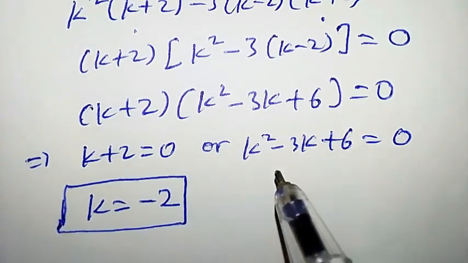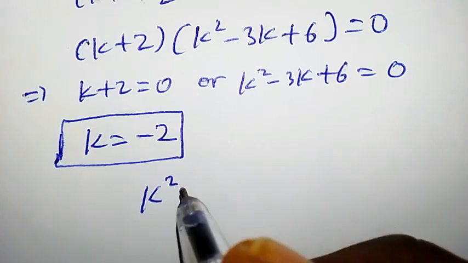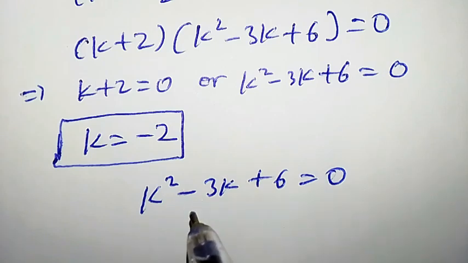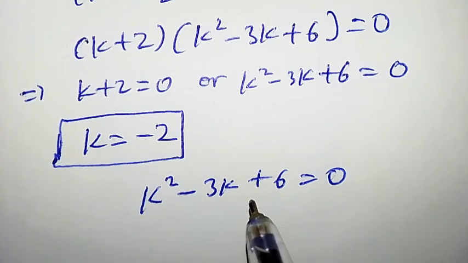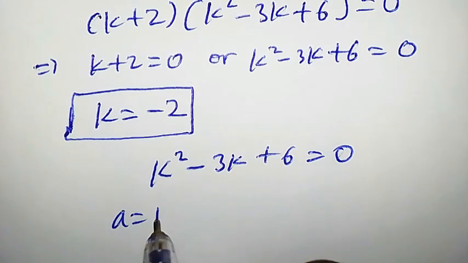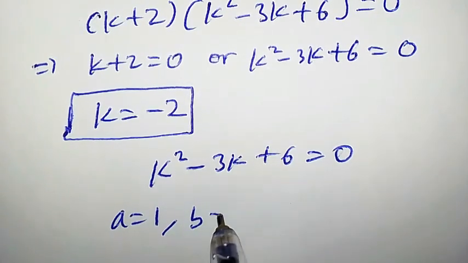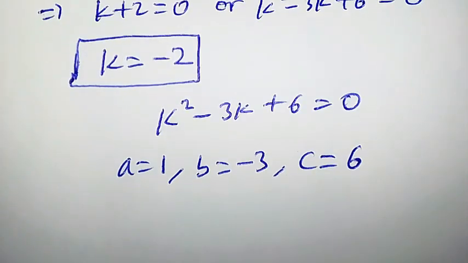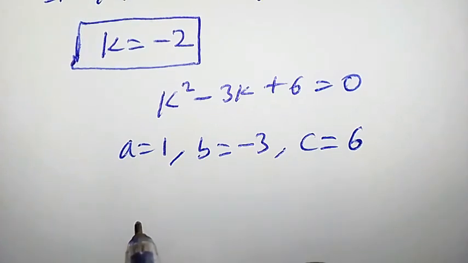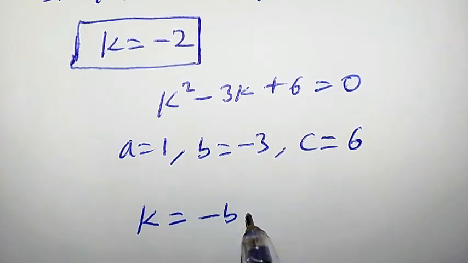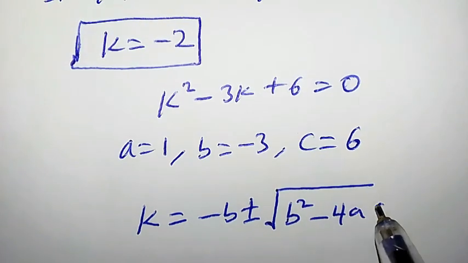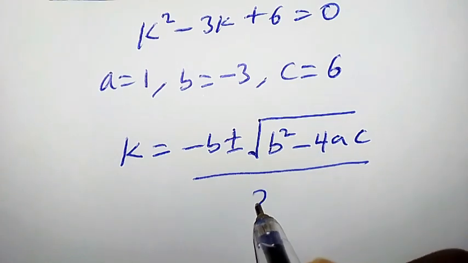Now, let us consider this quadratic equation. K to the power of 2 minus 3k plus 6 equal to 0. You will observe that we cannot factorize this, but we can solve it using the quadratic formula. That means our a is equal to 1, the coefficient of k square, b is equal to negative 3, the coefficient of k, and c is equal to 6. What does the quadratic formula say? It says that k is equal to minus b plus or minus square root of b to the power of 2 minus 4 times a times c all over 2a.